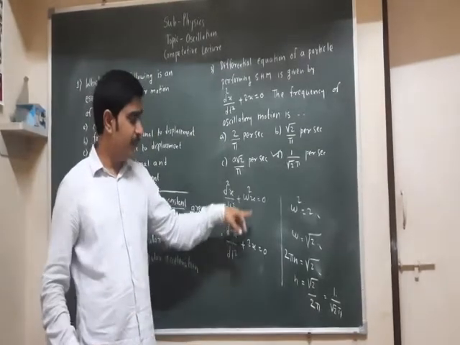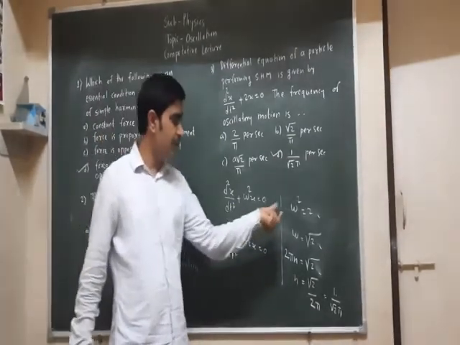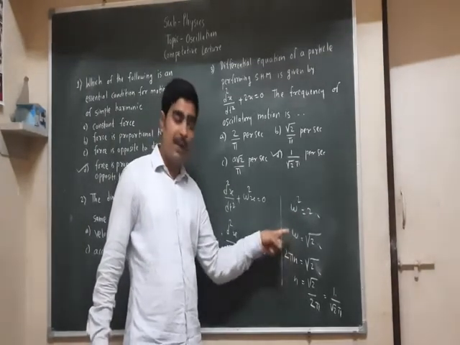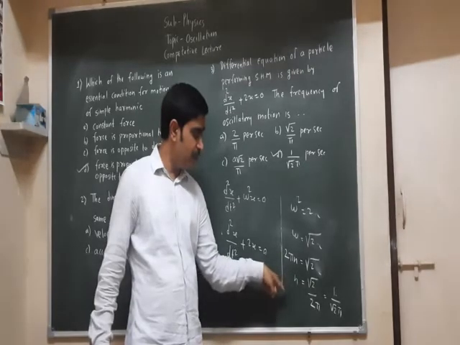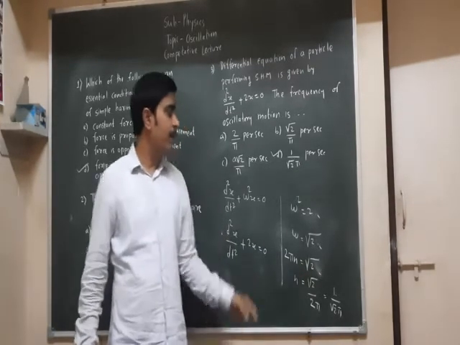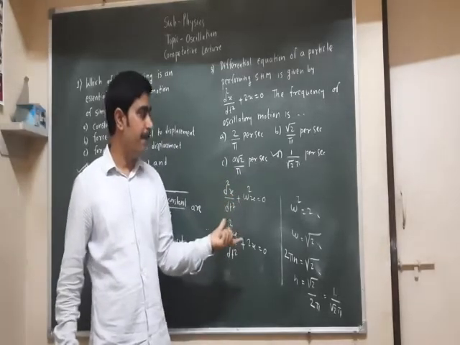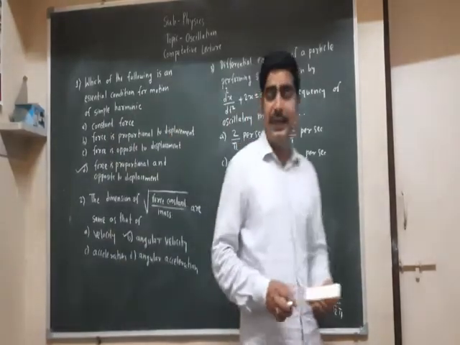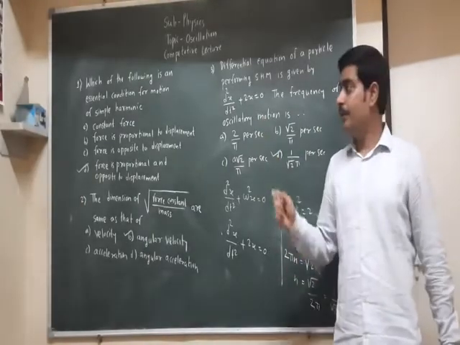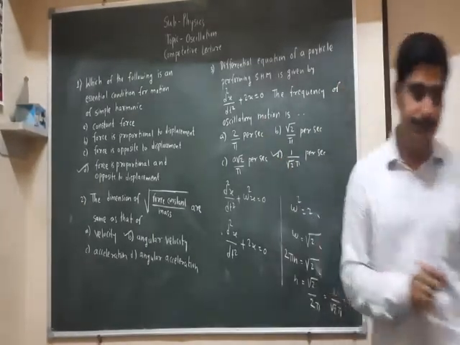Friends, here x will get cancelled. So omega square is equal to 2, so omega is equal to root 2. But omega is equal to 2 pi n, so n is equal to root 2 upon 2 pi. So the final answer is 1 upon root 2 into pi per second. So friends, here we have seen three important questions. I hope you have understood this equation.